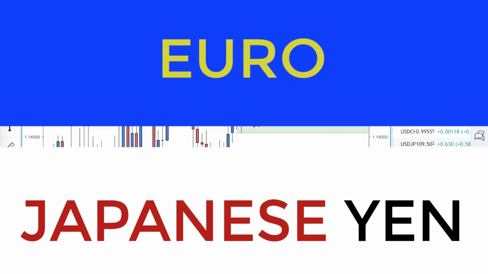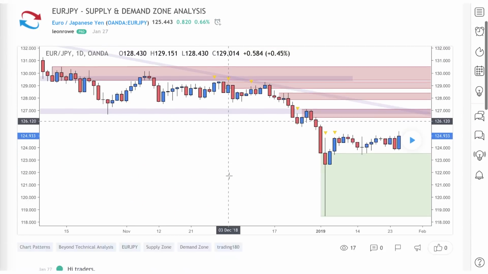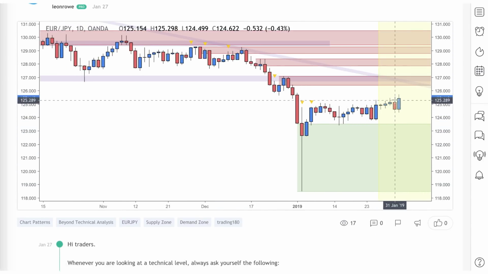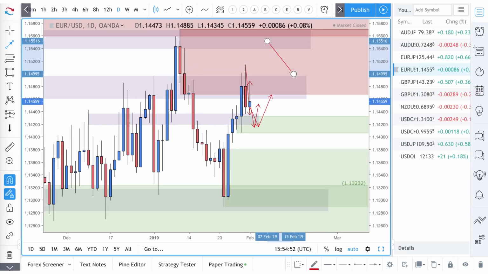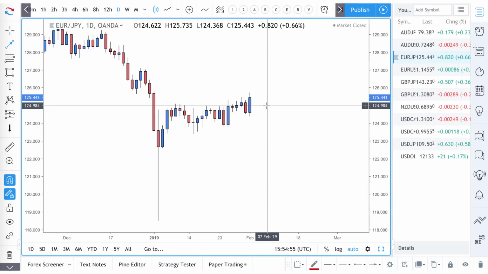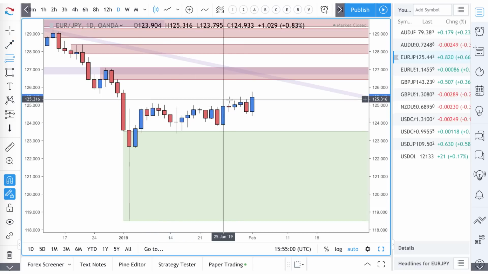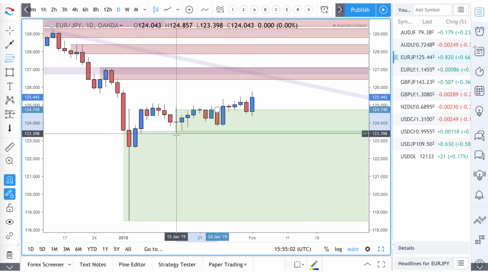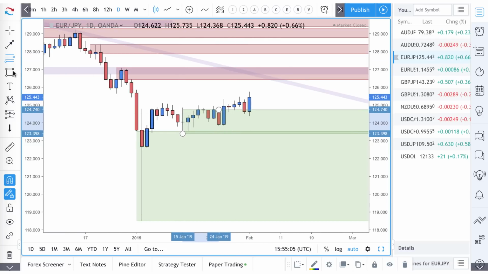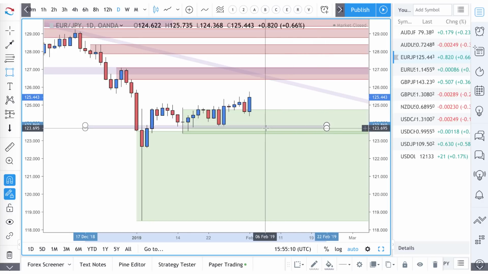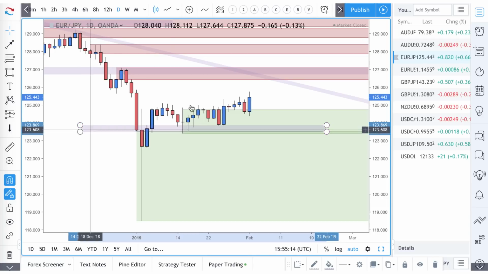Moving on to the euro yen. Euro yen really hasn't gone anywhere, but it started to trail up, but it hasn't really created anything worth looking at from a supply demand perspective. I mean, technically we have created another demand zone there, and I would probably just add that there has been some horizontal support within that demand zone there.